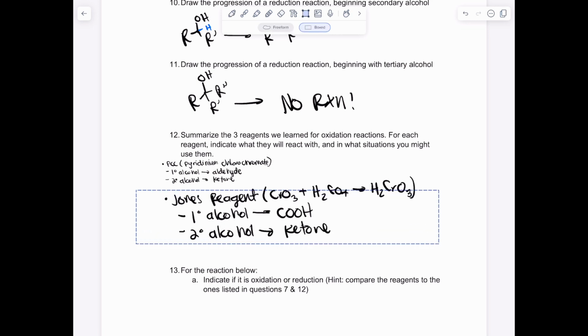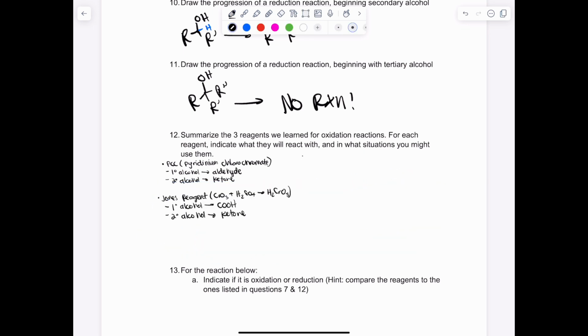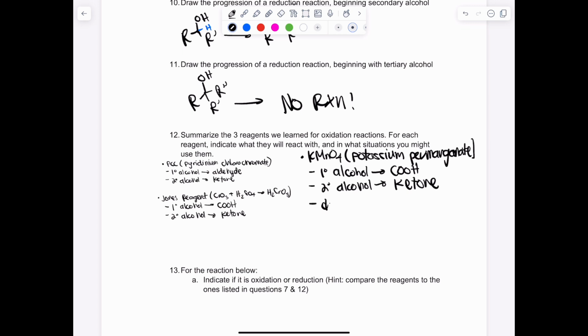And the final reagent is potassium permanganate, or KMnO4. This basically does the same thing as the Jones reagent, so it's able to take primary alcohols to carboxylic acids and secondary alcohols to ketones. However, you'll remember from Organic Chemistry 1 that potassium permanganate can also react with double bonds, like carbon-carbon double bonds, and depending on whether you use hot or cold KMnO4, you might get 2 different products.